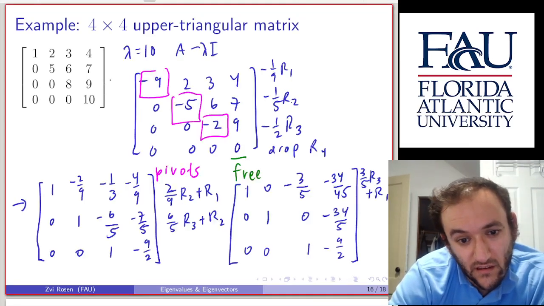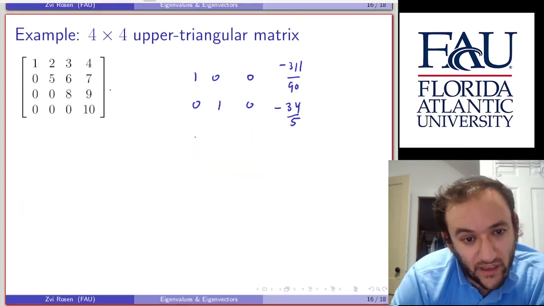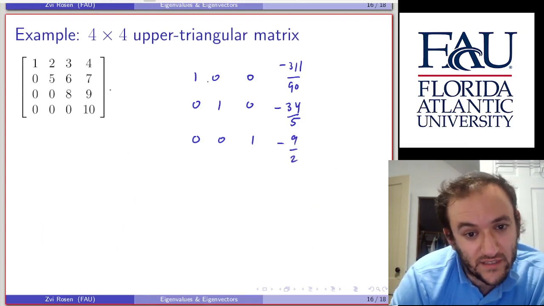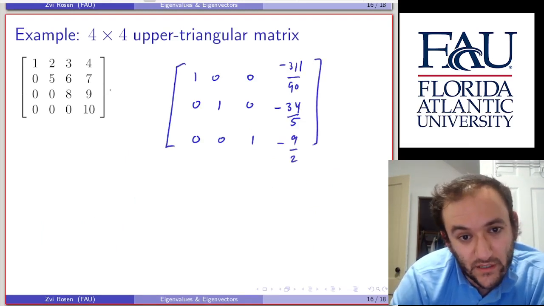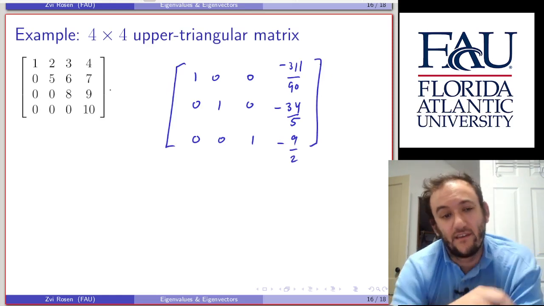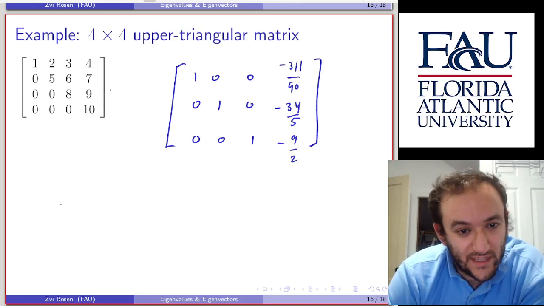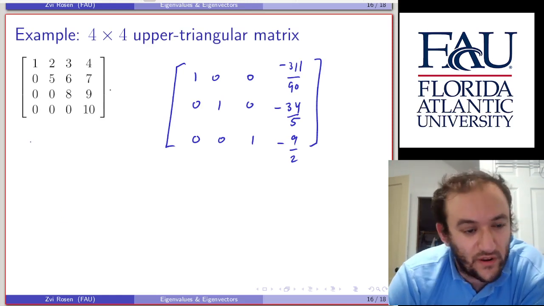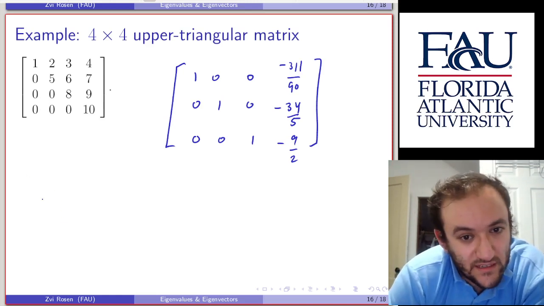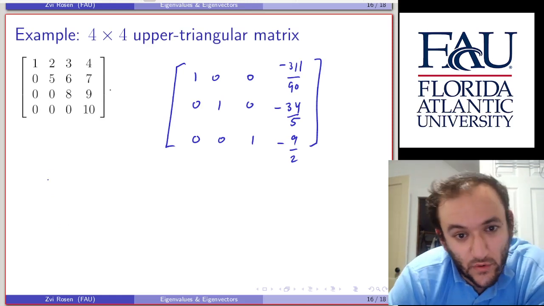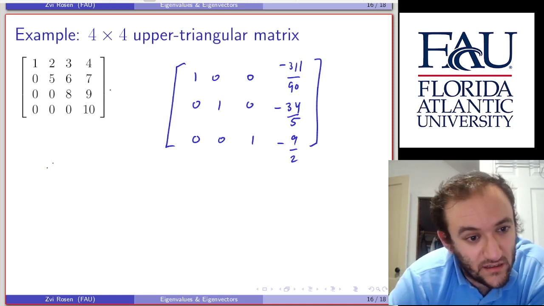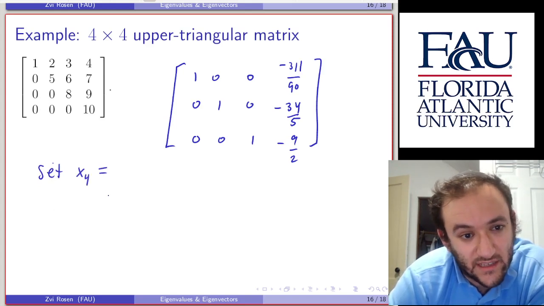And in the bottom right, we have 0, 0, 1 minus 9/2. Okay, so if we want a vector in the null space of this matrix, we can take x4. If we want everything to be integers just to make things a little easier, we can take x4 to be minus 90. Or actually, let's make it positive 90.